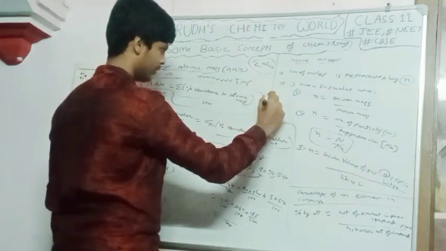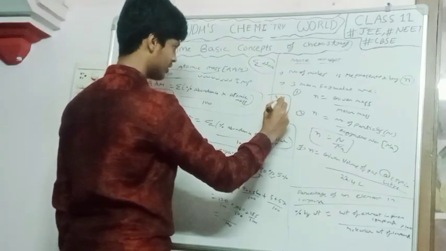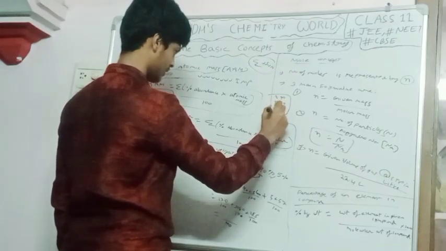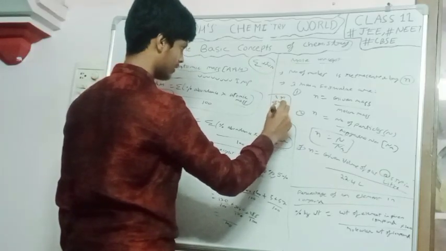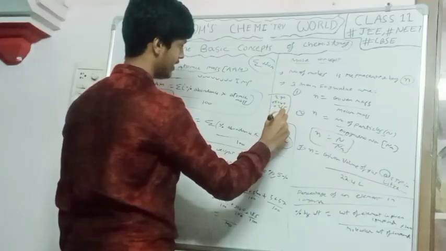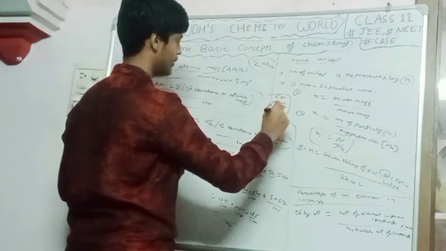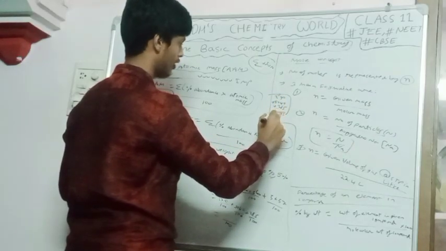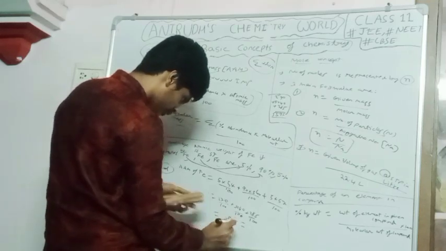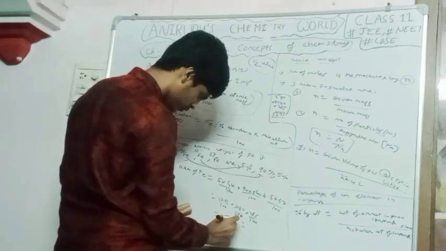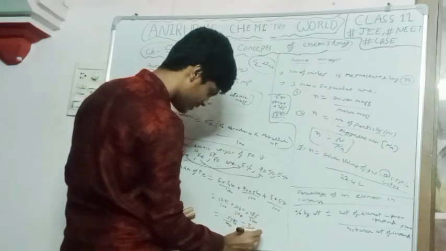You add here: 270 plus 5040 plus 285. 5 plus 0 plus 5, then 7 plus 8 is 15 plus 4 is 18, 1 carry, 1 plus 2 is 3, plus 2 is 5. So 5595 by 100, which means 55.95 is the answer for this question.